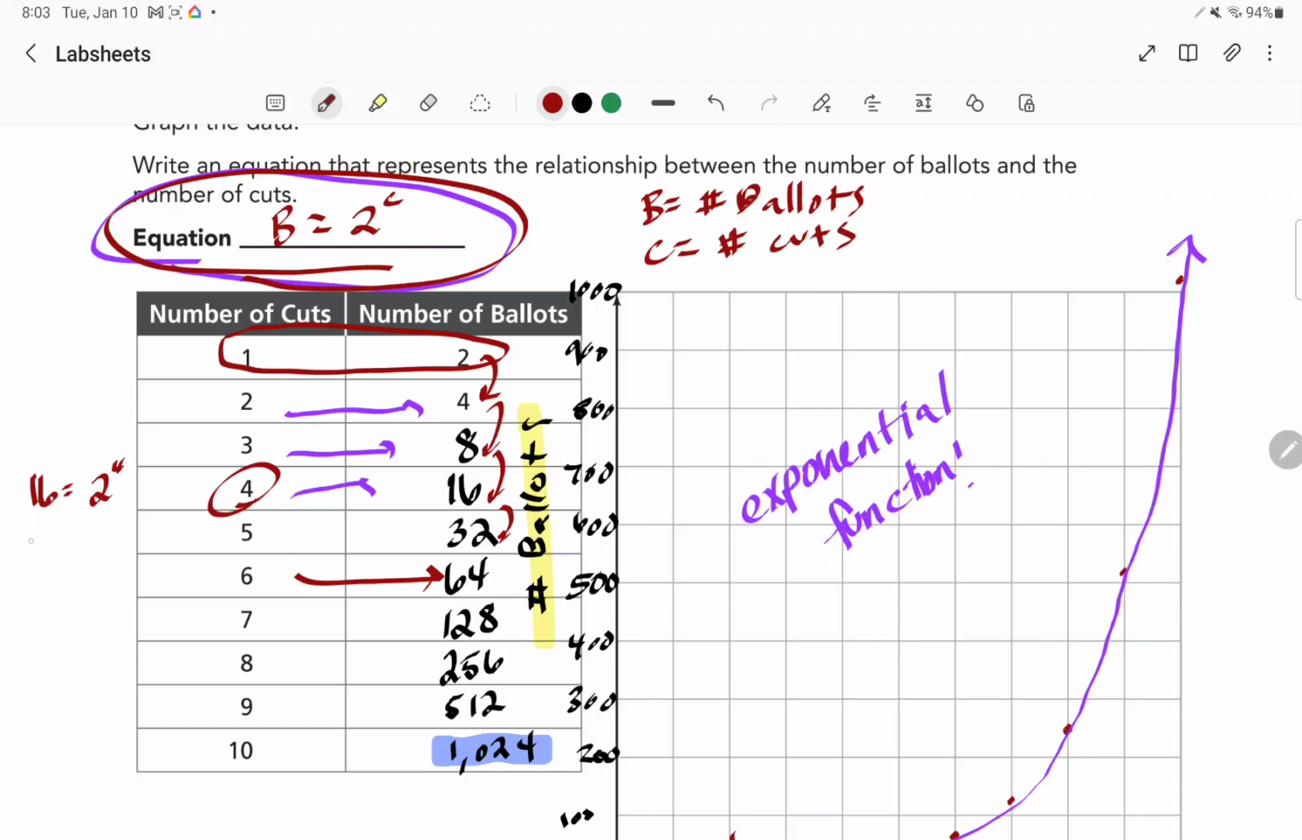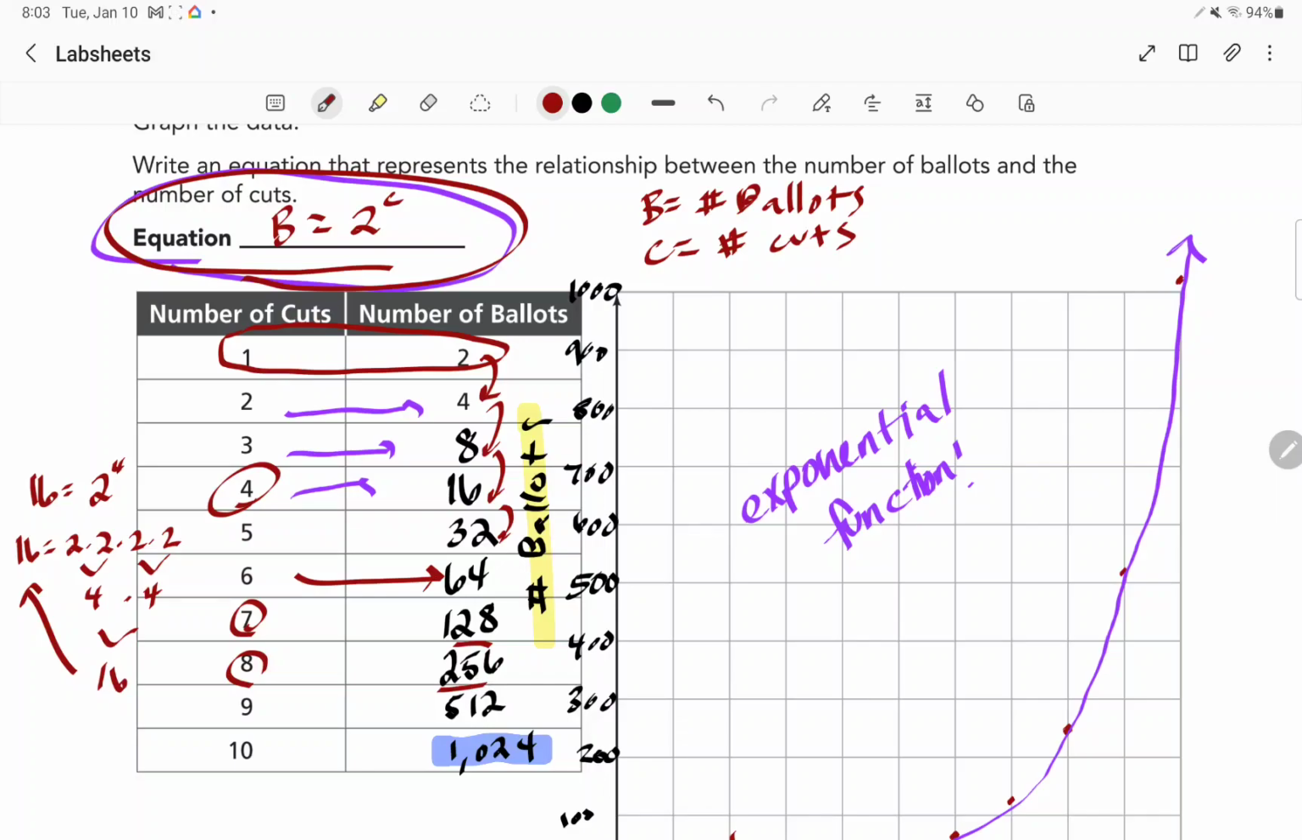So 2 to the 4th. So 2 to the 4th is 2 times itself 4 times. So this is 4, that is 4. 4 times 4 is 16. So yes, it works. And you can actually test that against any of these. And if you take 2 to the 7th, you'll get 128. 2 to the 8th, you'll get 256, and so forth.